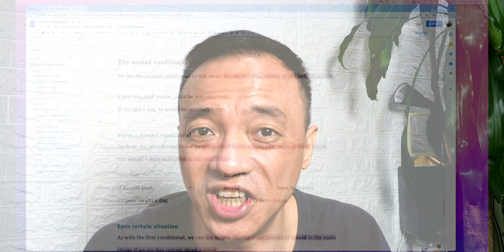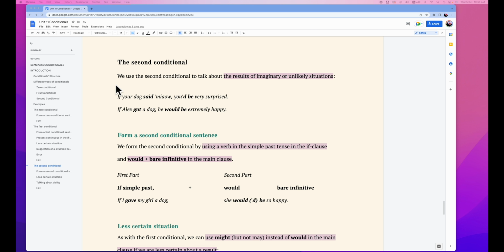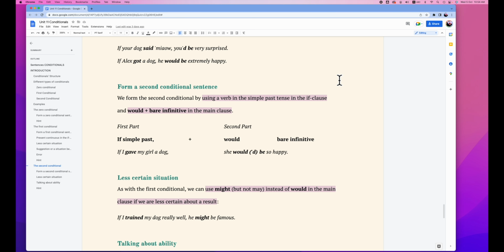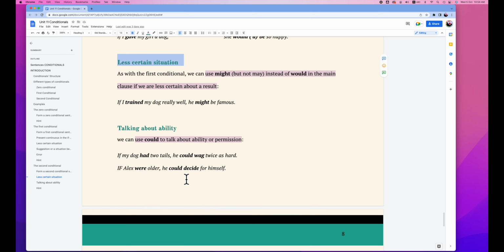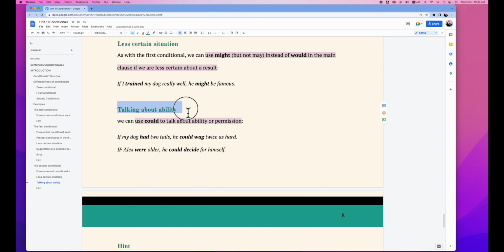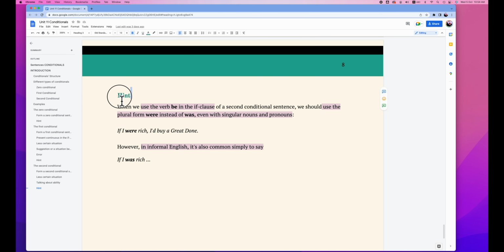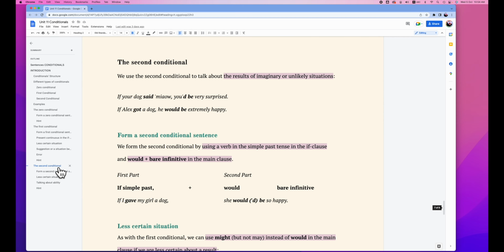So, what areas are we going to cover today? Let's take a look. The second conditionals. In what situations do we use the second conditionals? How do we form a second conditional sentence? How do we apply it to less certain situations? When we are talking about ability, as well as some hints.